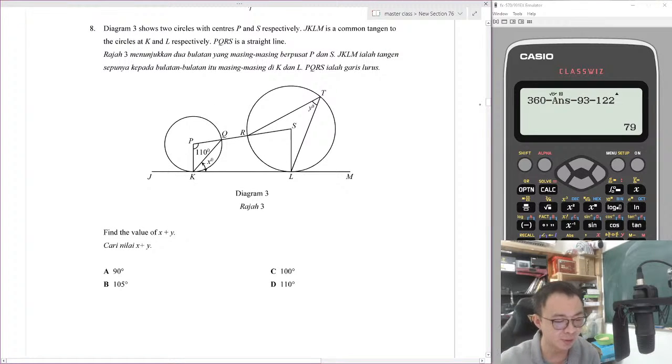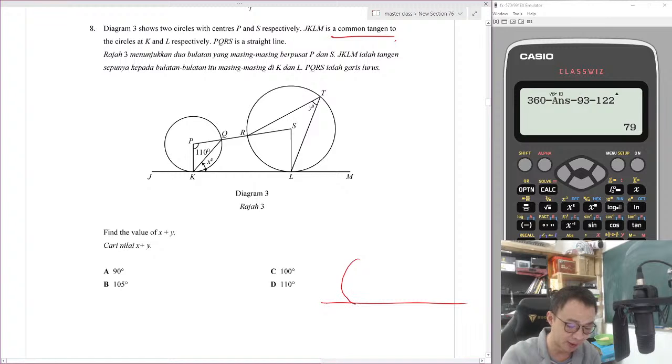Alright, for two-circle kind of questions, there's something you need to know, which is common tangent. Common tangent means, if you have a line and two circles, the line touches each circle at one point, and they share the same tangent line. This is called a common tangent.